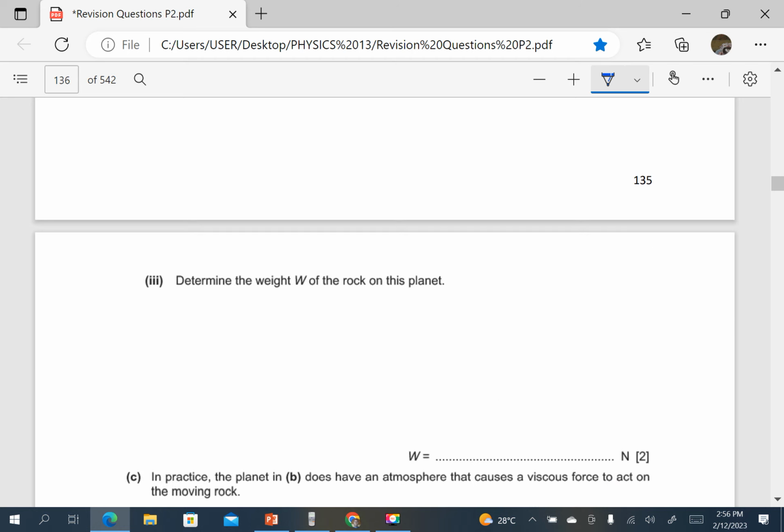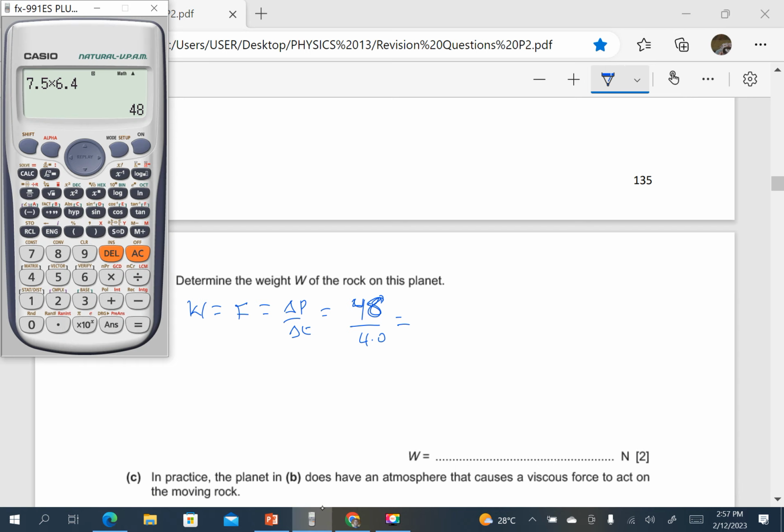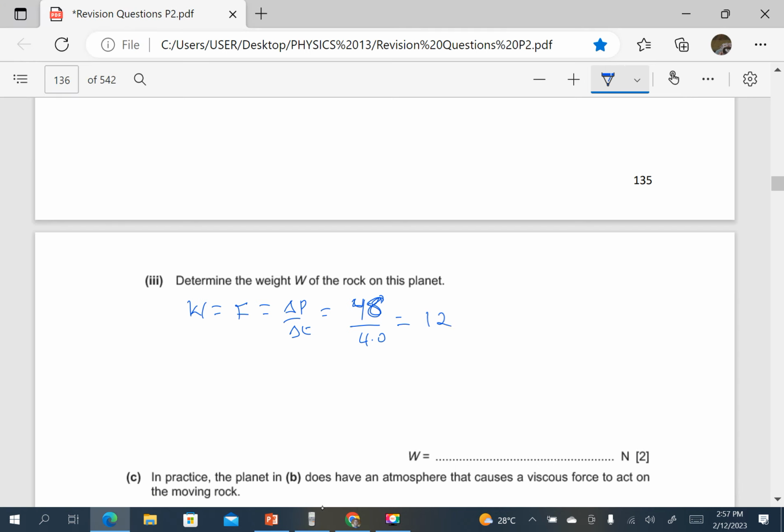Determine the weight of the rock. Because they say there is no air resistance, the only force acting is the weight. So the weight of the rock is going to be the force, because force is equal to the rate of change of momentum. So this is equal to the change in momentum, which is 48, divided by the time for which the momentum changed, which was 4.0. 48 divided by 4 is 12. So the weight is 12.